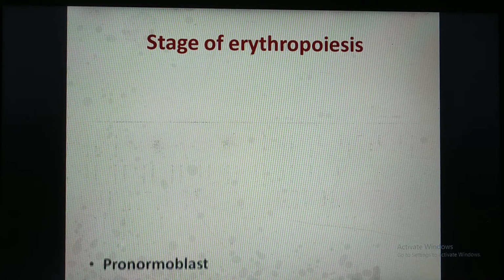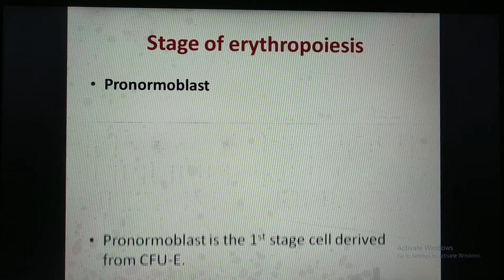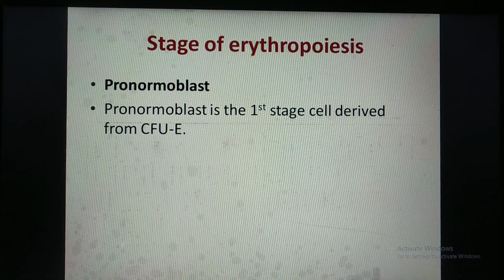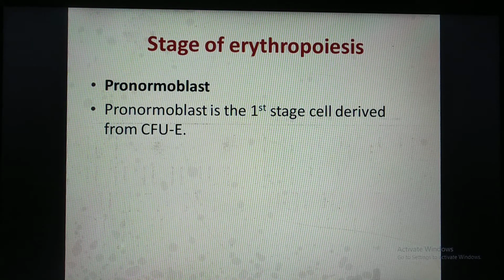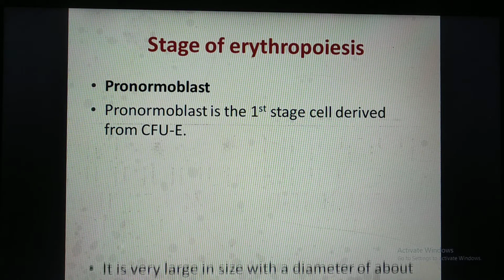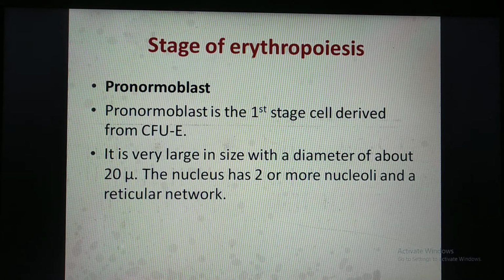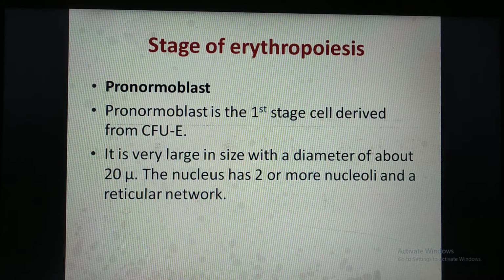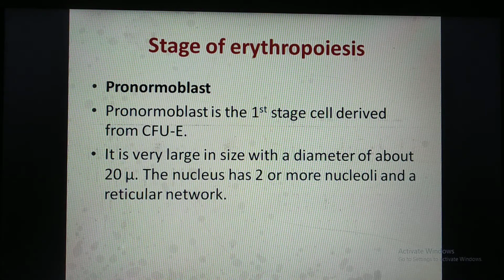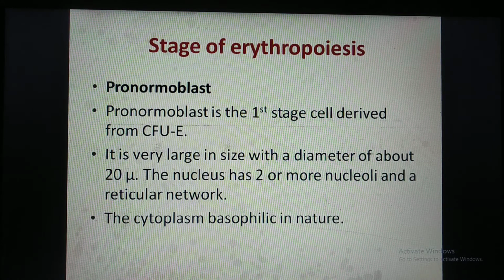Stages of erythropoiesis. First, pro-normoblast. Pro-normoblast is the first stage cell derived from CFU-E, colony forming unit E. It is very large in size with a diameter of about 20 micrometer. The nucleus has 2 or more nucleoli and a reticular network. The cytoplasm is basophilic in nature.